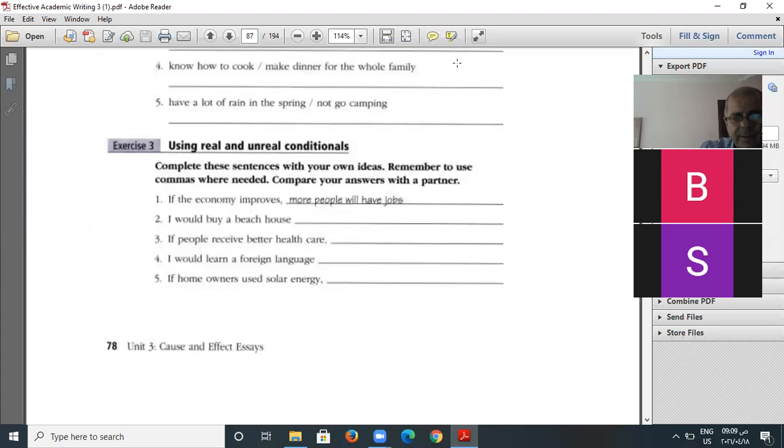I would buy a beach house if I had more money. What kind of condition is this? Unreal. Then I would buy a beach house if I had money. What do we say for the second way? If I had money, comma, I would buy a beach house. Next.